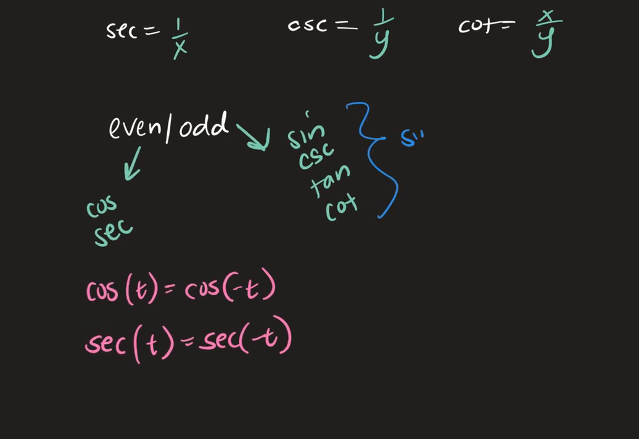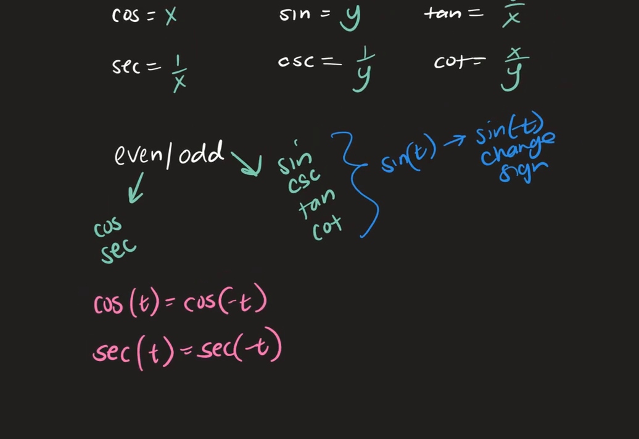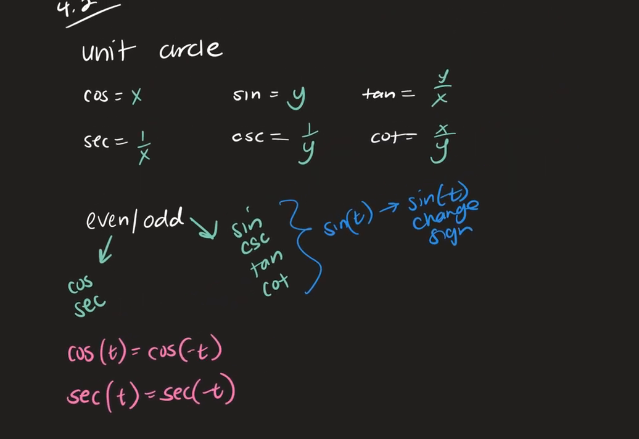The sine, if I have the sine of t, then to get to the sine of negative t, I'm going to change the sign. Okay, so same for cosecant, tangent, and cotangent. That sign would literally change. If I tell you the sine of t is 1/3, then the sine of negative t is negative 1/3. You have to change the sign. Questions on any of those?